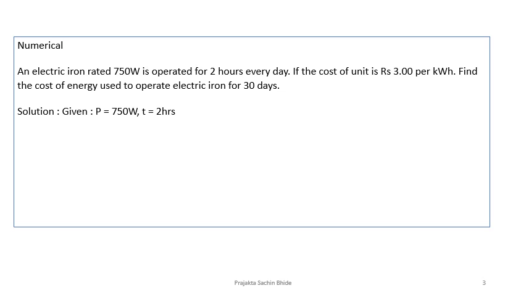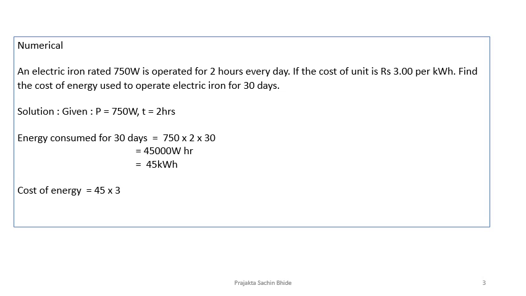Given power is equal to 750 watts, time 2 hours, energy consumed for 30 days will be 750 multiplied by 2 multiplied by 30. I get the answer as 45000 watt hours, which is nothing but 45 kilowatt hours. See the difference? This is why we need a kilowatt unit. If I simply mention everything in watts, it becomes very difficult to play with numbers. So 45 kilowatt hours. I know for 1 kilowatt hour the cost is 3 rupees. So for 45 it will be 135 rupees.